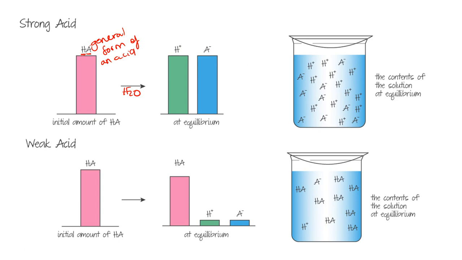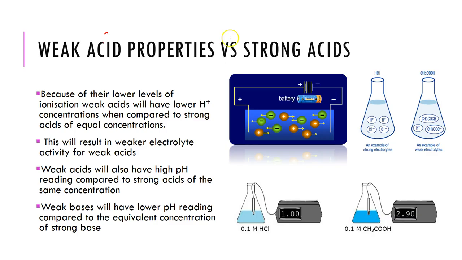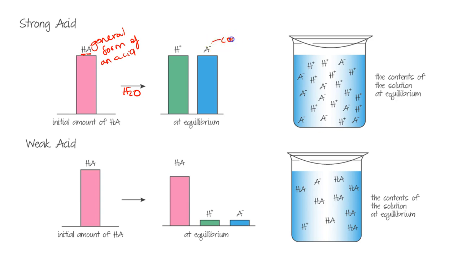Okay. With a weak acid, we have HA, which is our general acid form. So this is the conjugate base.